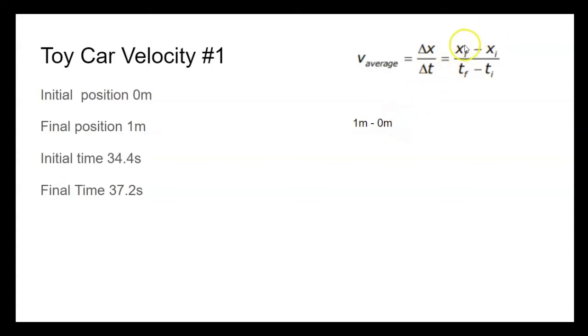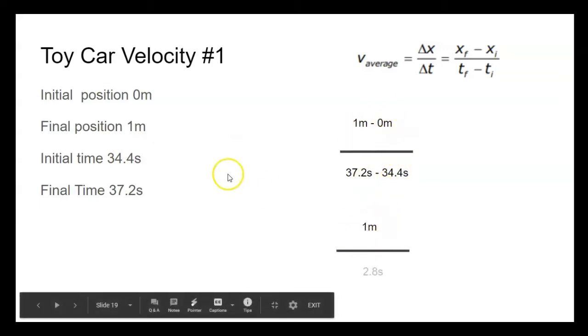So let's calculate the displacement. Our final position was 1, our initial position was 0. And we're going to divide that by our change in time. The final time was 37.2, and the initial time was 34.4. And so 1 minus 0 is 1. Divide that by 37.2 minus 34.4, which is 2.8. And we get about 0.36 meters per second.